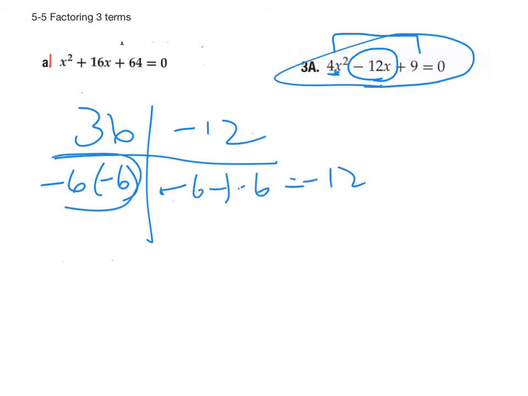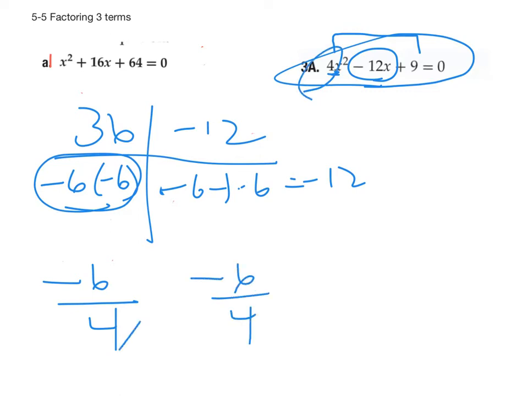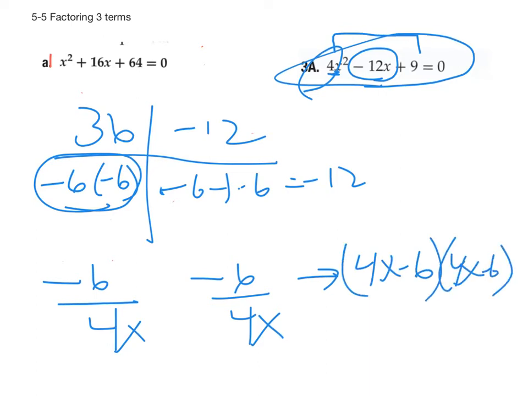So we take these two terms and we put them over the 4, the first term. So I have a negative 6 over 4. The denominator gets the variable, and so this becomes 4x minus 6 and 4x minus 6.